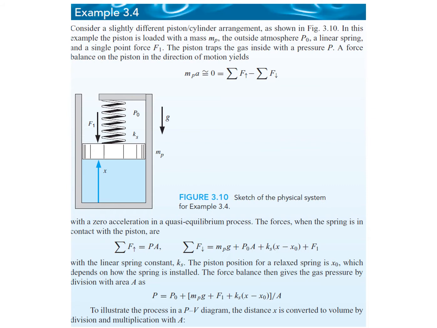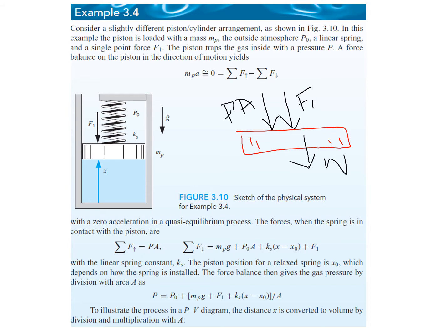Now if we draw the free body diagram for this piston, the forces it is countering are the force F1 downward, its weight downward, the force because of external pressure, P naught into A, the area of the piston, and the force coming from the gas inside the cylinder, which is P into A. So these are four forces that this piston is countering.